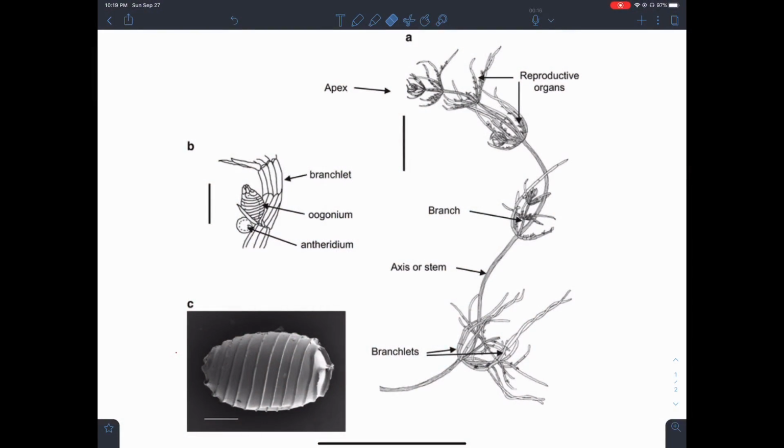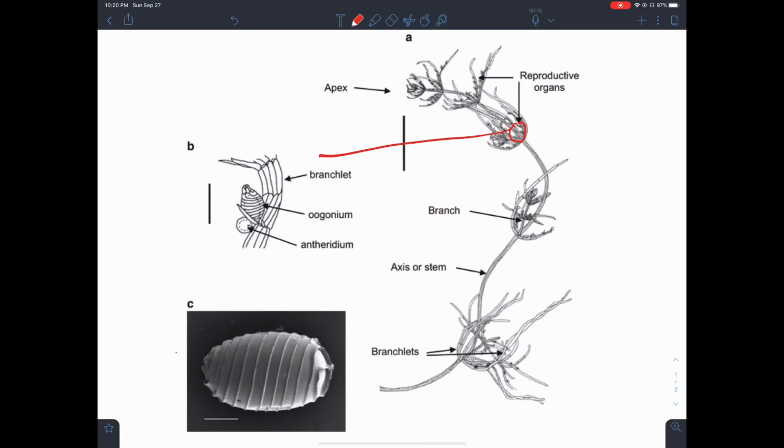Okay, so we're no longer out in the field, obviously, and I've brought you in to talk a little bit more about the genus Chara. Specifically, everything you see in this line drawing or this illustration is the gametophyte phase of the life cycle. Remember, the dominant phase of the life cycle in algae is the gametophyte phase. Specifically, I want to draw your attention right here to what this figure calls the reproductive organs.